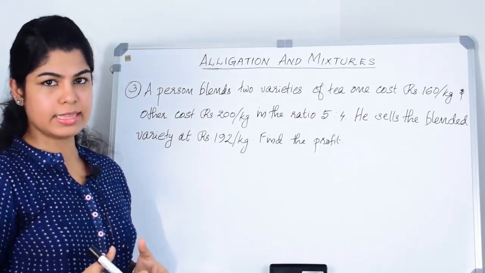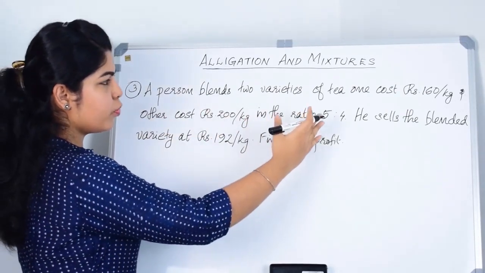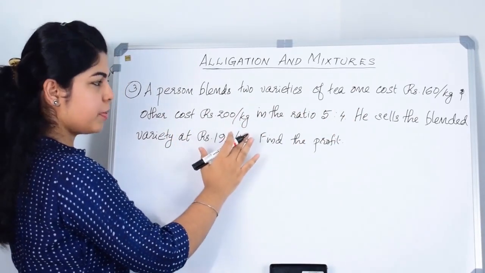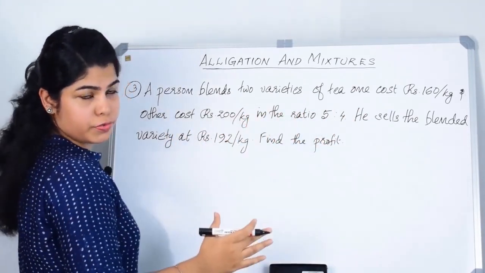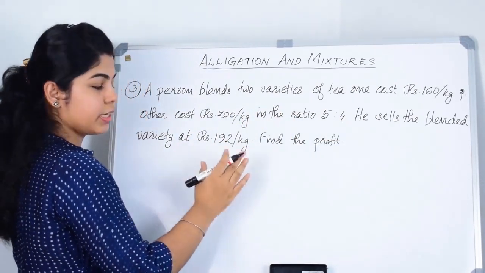Now we will solve another example. Here our question is, a person blends two varieties of tea, one cost rupees 160 per kg and other cost rupees 200 per kg in the ratio 5:4. He sells the blended variety at rupees 192 per kg.